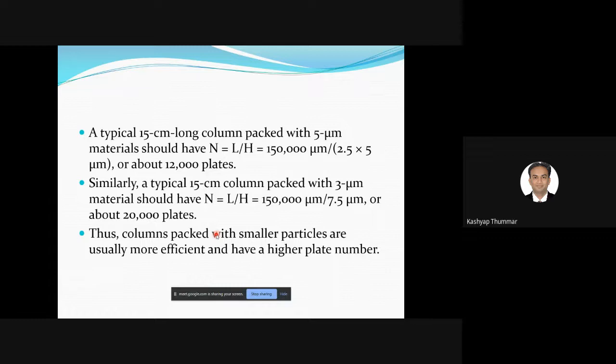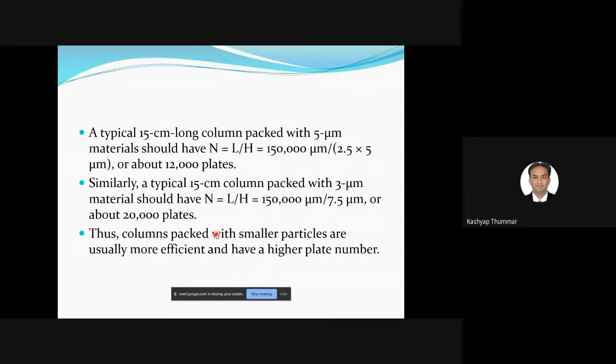So 15 centimeter is converted into micrometer. 15 into 1000 gives mm, and again 1000 gives micrometer. So 150,000 micrometer divided by 2.5 into 5. Why have we converted centimeter into micrometer? Because the particle size is in micrometer. That's why the centimeter has been converted into micrometer.